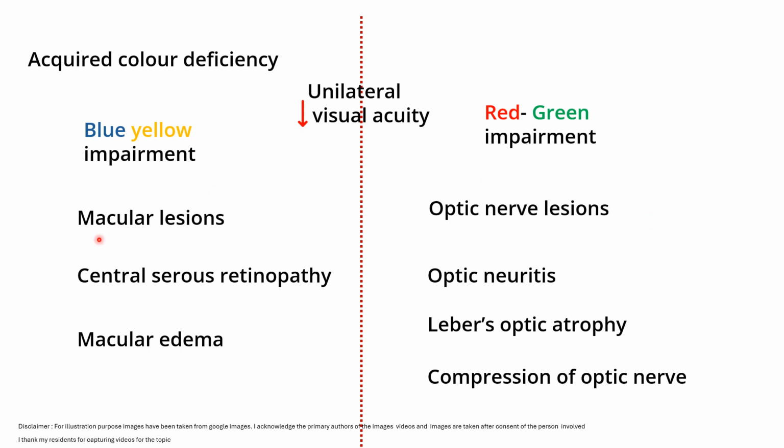Any macular lesions like central serous retinopathy or macular edema, they might say that the blue yellow spectrum is defective. Especially if it is unilateral, they can appreciate better, and they say in one eye I see a different color, in the other eye I see a different color. Red green deficiency occurs in optic nerve lesions, again optic neuritis, Leber's optic atrophy or compression of the optic nerve. So in color vision tests, you might be asked how to perform an Ishihara test. You might be asked to enumerate the different types of color vision tests, and a bit about congenital color deficiencies and acquired color deficiencies.